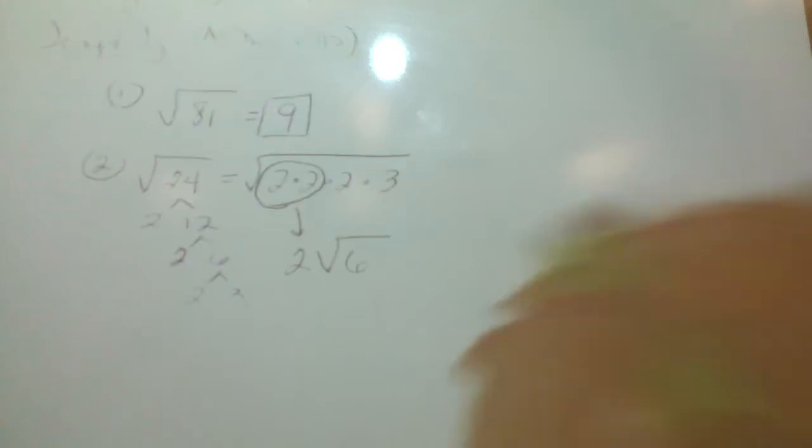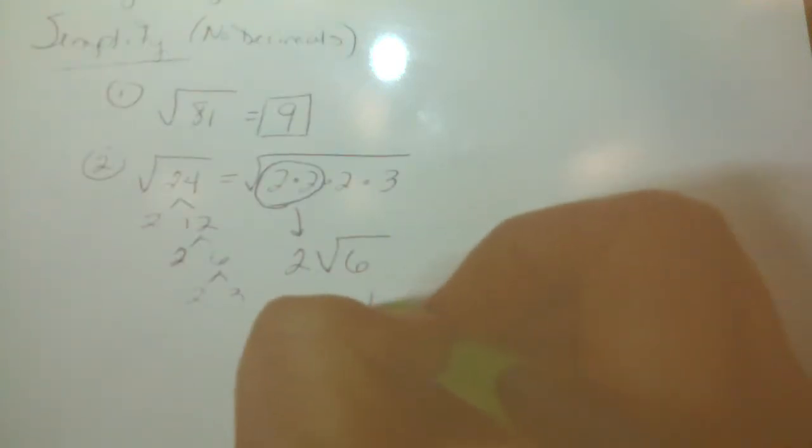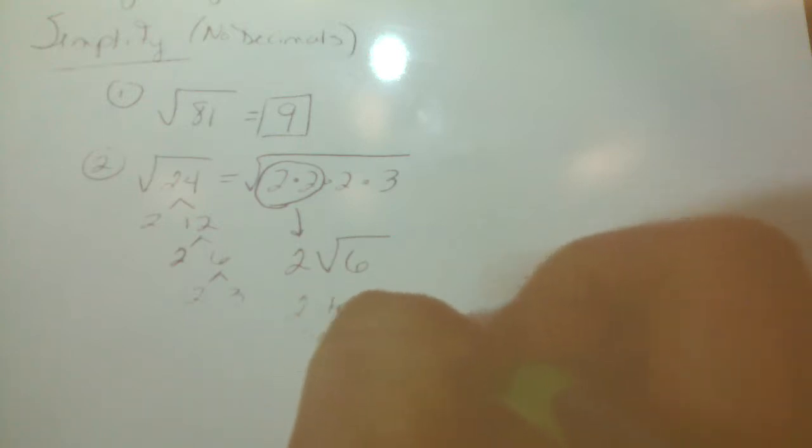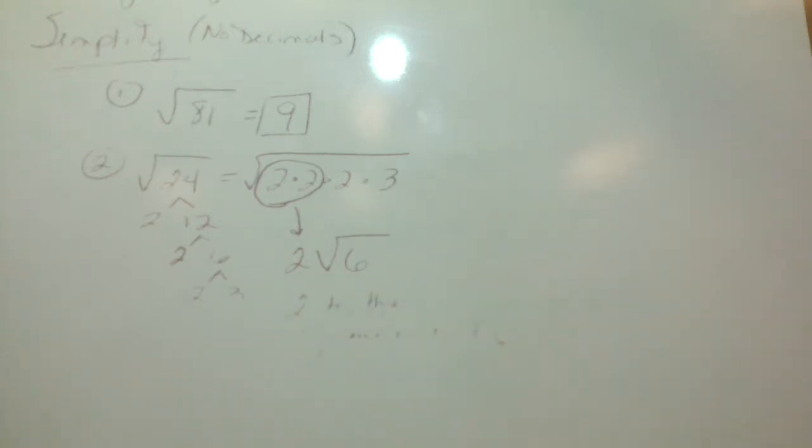So the way I would say this is 2, the square root of 6. That's how I would say that. 2, the square root of 6. That's my answer.